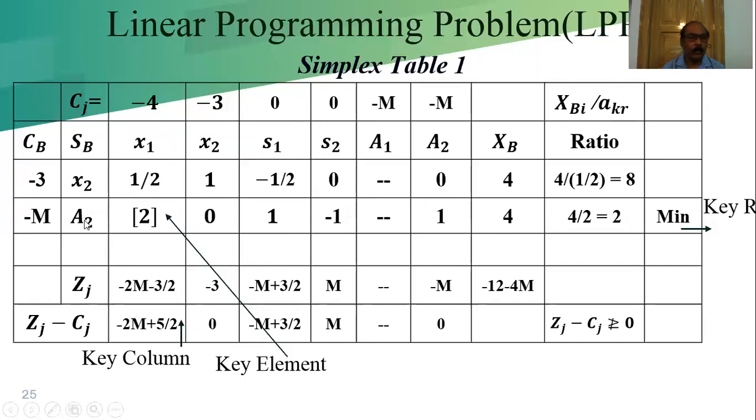And A2, since A2 is departed in the next table, we can drop the A2 column. We can drop out A2 for the calculation. In this stage, the value of the objective function is minus 3 into 4 minus 12, and minus M into 4, minus 4M. This is our objective function value. But finally, M should not be there.